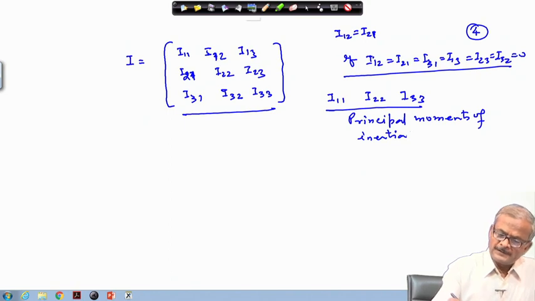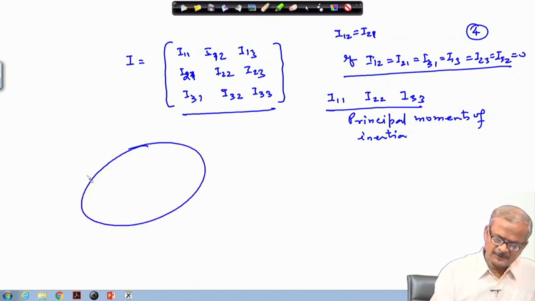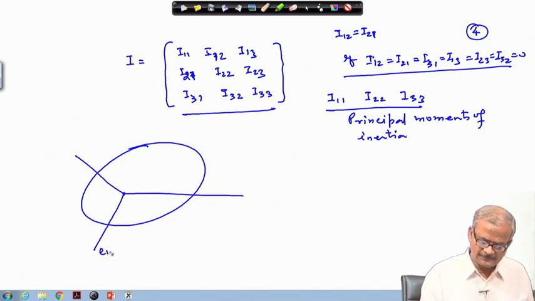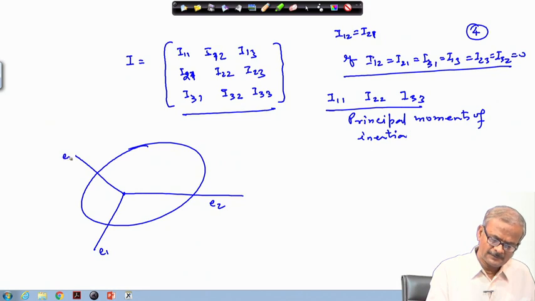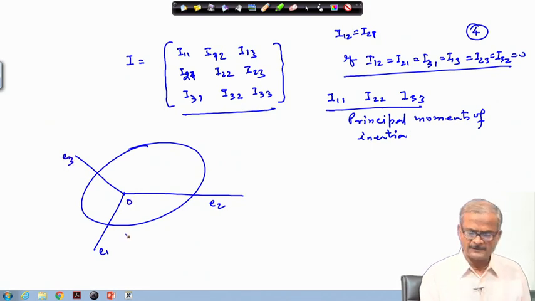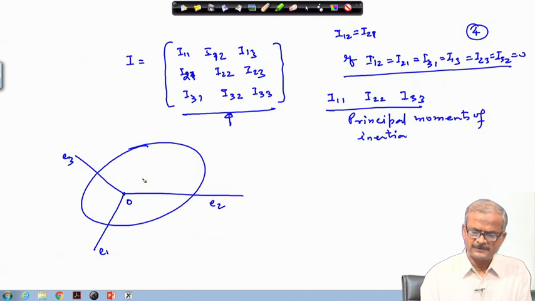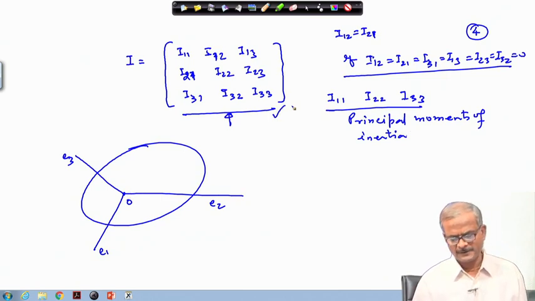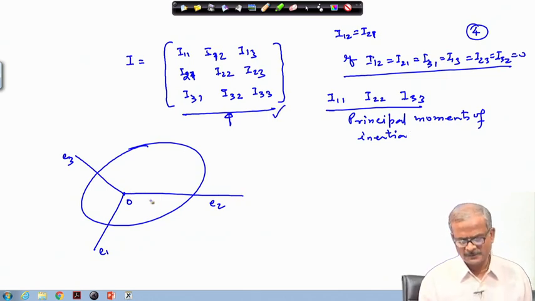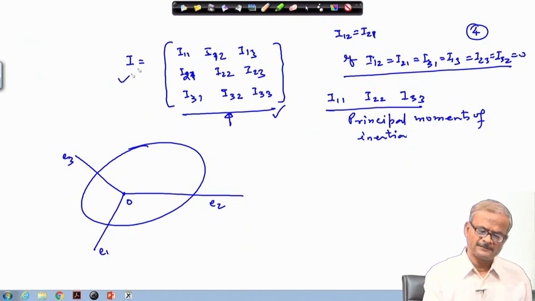So, in any rigid body, I have fixed this frame into it, which we have written as E 1, E 2 and E 3, and this point we have taken as O. I can compute this matrix for any rigid body if the mass distribution is given. It is always possible, either numerically or analytically, to get this I matrix.